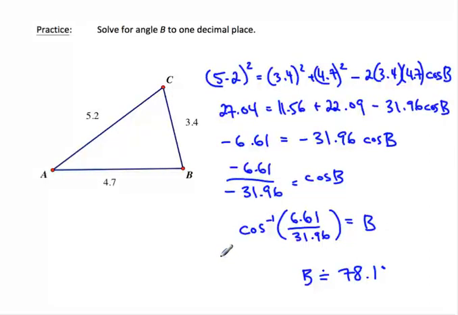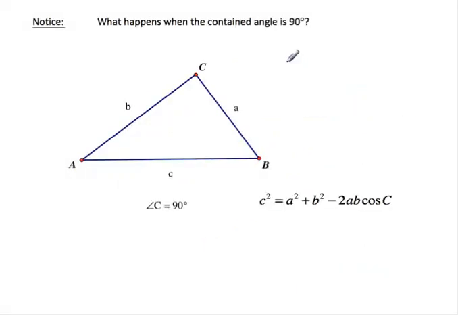So that's the way that you can solve for an angle using the cosine law. And there's no ambiguous case of the cosine law. When you're given the information that the cosine law requires, you're only ever going to be able to solve it in one way. Now let's look at an interesting situation that arises when the contained angle is 90 degrees.